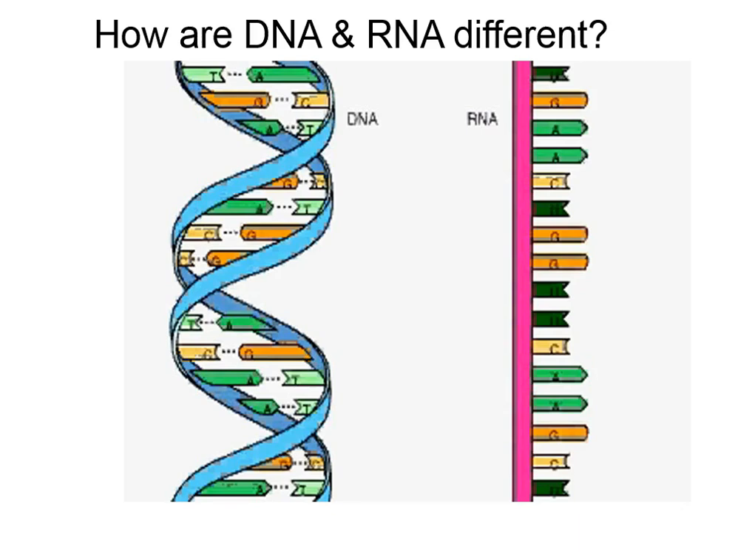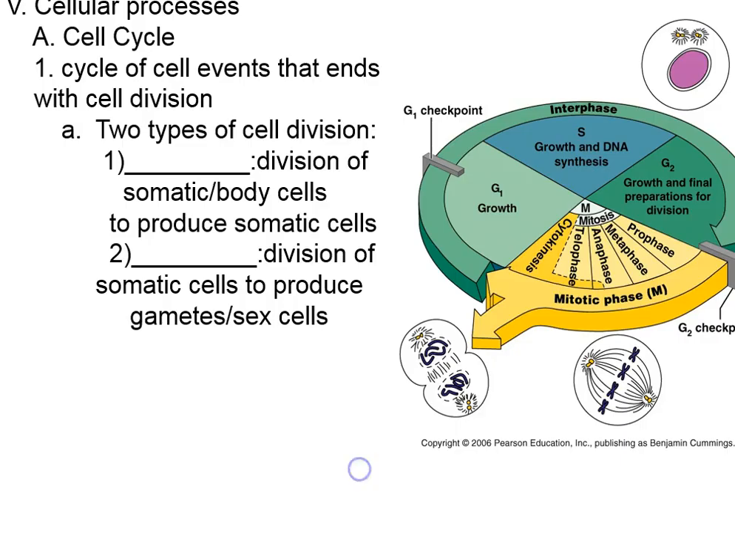So, how are DNA and RNA different? DNA is double-stranded. DNA has deoxyribose, where RNA just has ribose. DNA has thymine, where RNA has uracil. And DNA has to stay inside of the nucleus as long as the nuclear envelope is intact. RNA can leave the nucleus.